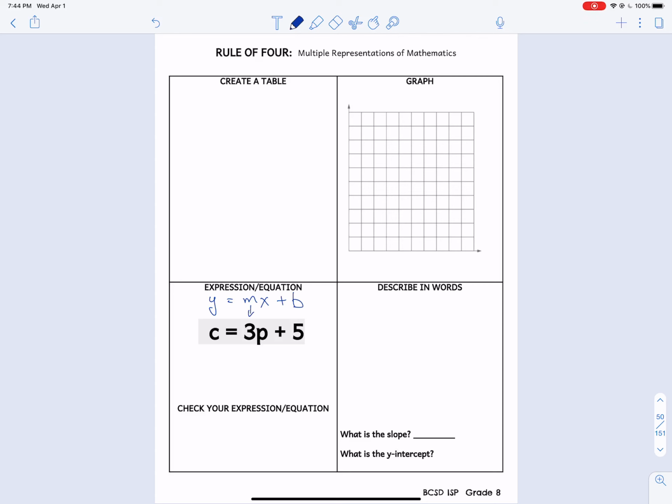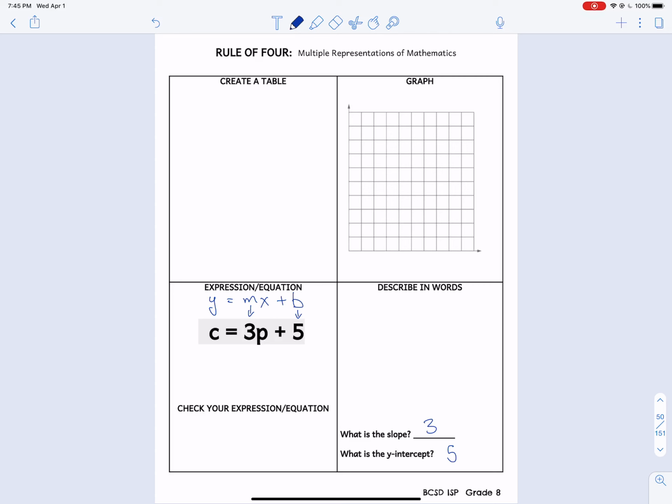So instead of Y, we have C, that's fine, cost. M, okay, that has to be 3, so that's our slope. X is just the other variable, which is P in this case. And then plus B, so it's our y-intercept, so that is the 5. So slope is 3, and y-intercept is 5.